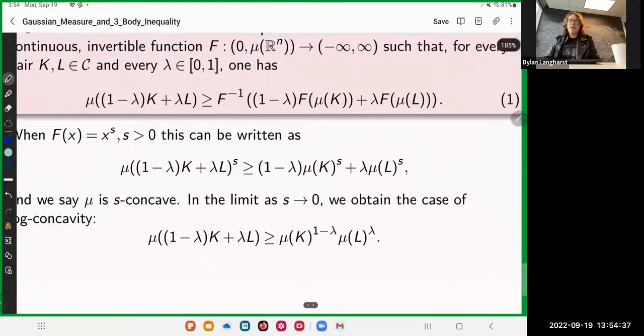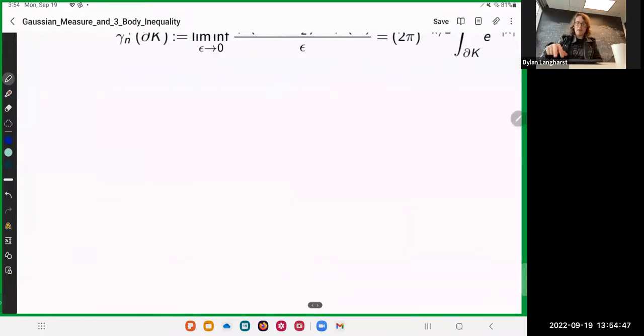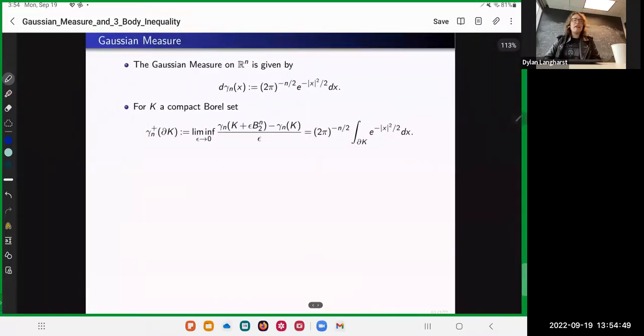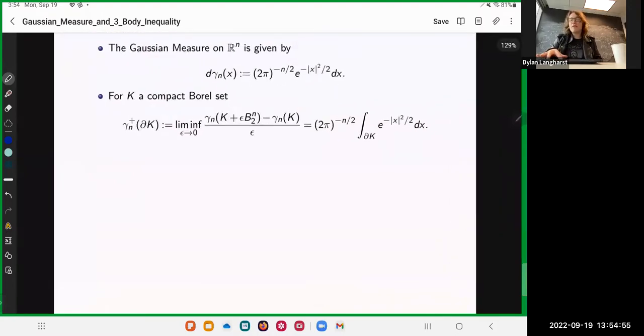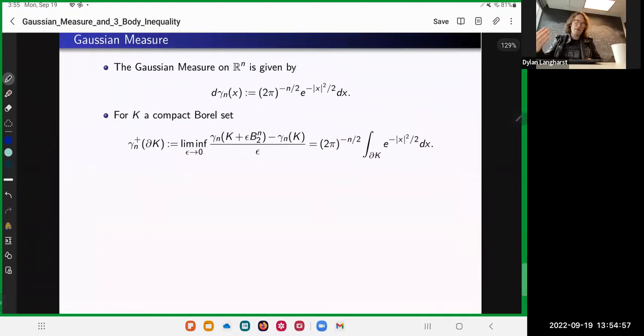So we saw earlier that the volume was log concave. And in the limit as S goes to 0 of S-concavity, we obtain the case of log concavity here. All right, so now we've introduced this measure theoretic surface area measure. So now the next question is, what's the historical context for this?